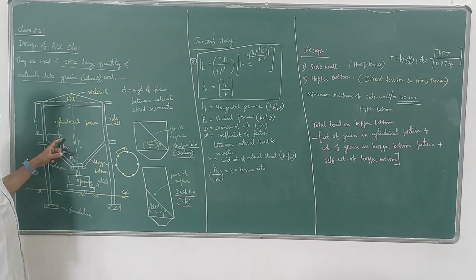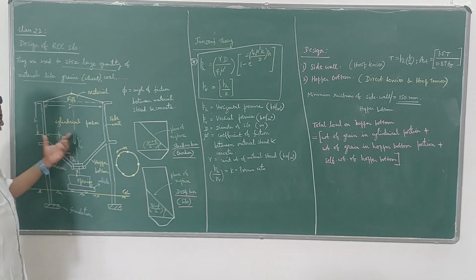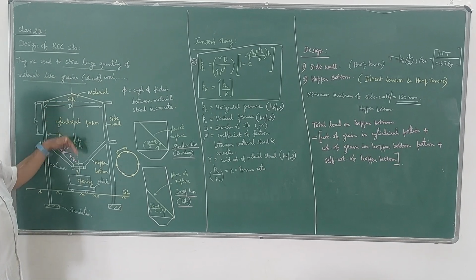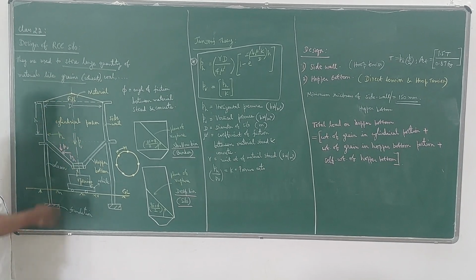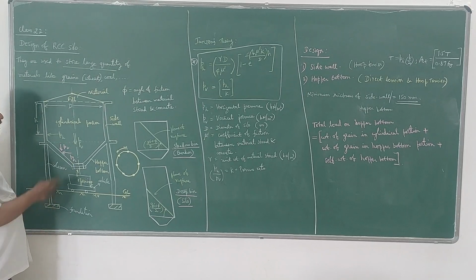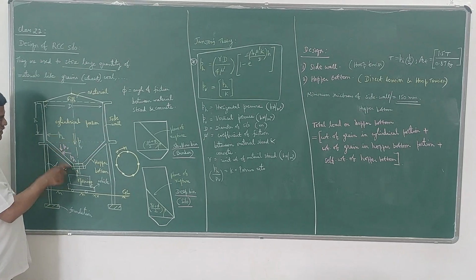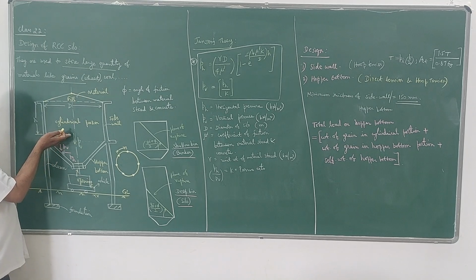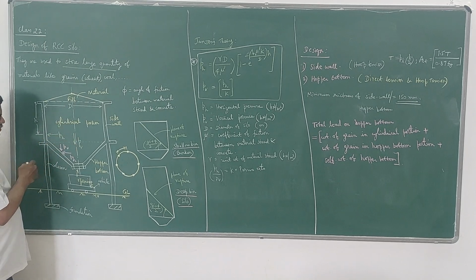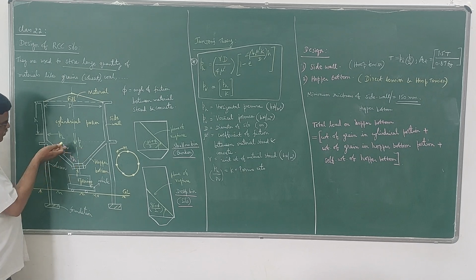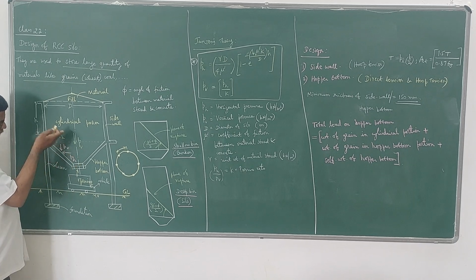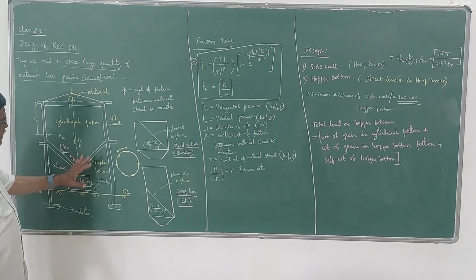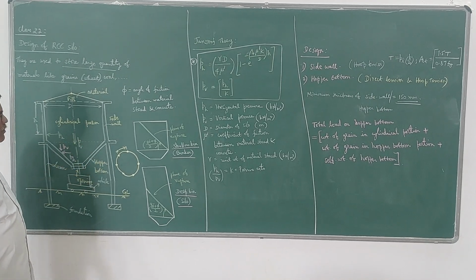pH is the horizontal pressure due to the stored grain, that is lateral pressure, and PV is due to the weight of the grains. For those two things we have to design both the vertical side wall as well as the hopper bottom. I have shown here pH acts like this, PV acts like this. Here on this hopper bottom also pH will be acting like this and PV will be acting like this. So we have to design both the components separately.